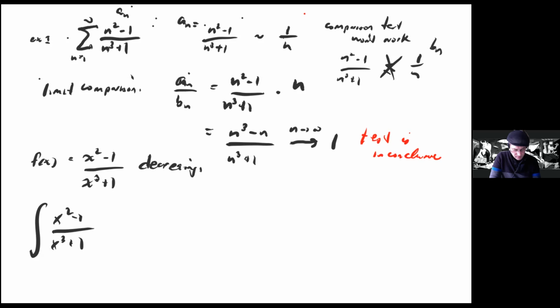By the way, if you want to get full credit on an exam with a problem like this, you'd have to show using some method or another that the function's decreasing. You could use calculus to check that. So anyway, let's check what the integral from 1 to infinity of x squared minus 1 over x cubed plus 1 is. Does it converge or not?